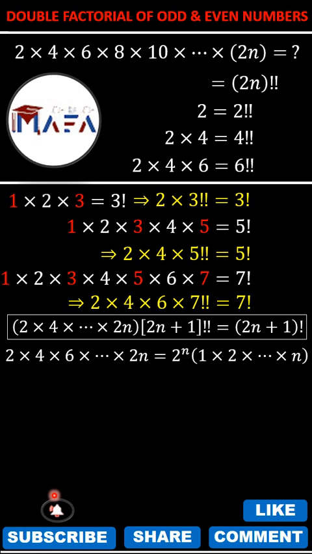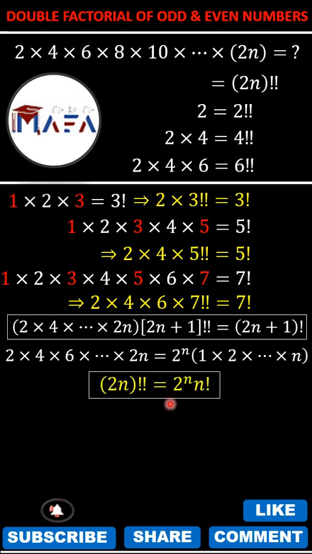Then factorizing 2 from 2, we get 1. Factorizing 2 from 4, we get 2, right up till factorizing 2 from 2n, we get n. But this on the right hand side is just n factorial, which is then times 2 raised to the power n. It means 2n double factorial is 2 raised to the power n times n factorial.